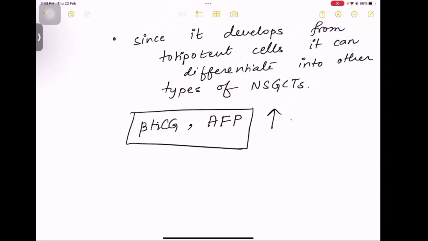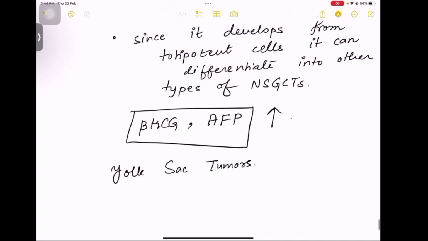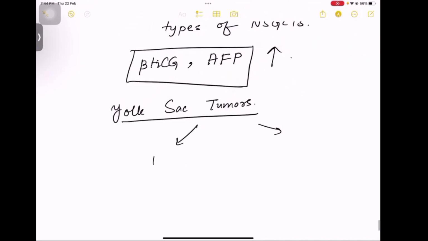1. What is the appearance? Homogeneous versus variegated, with areas of hemorrhage and necrosis. The tumor markers. And how aggressive the tumor is. And how common it is.